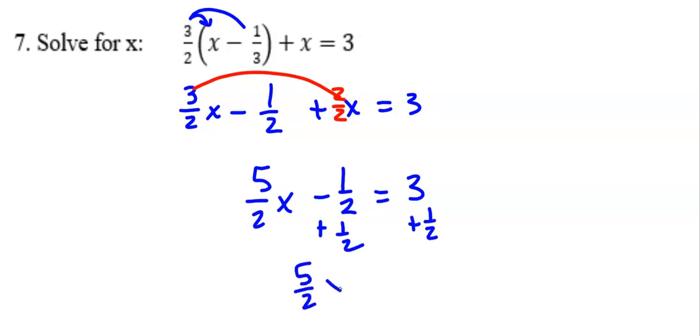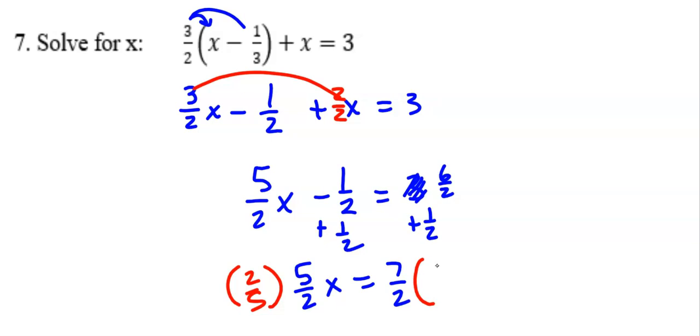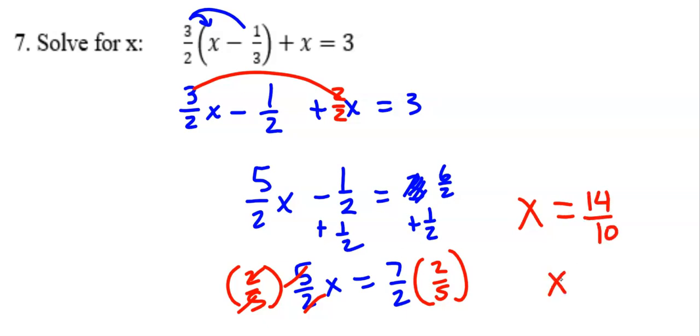So 5/2 x equals, I'm going to make this 6 halves, plus 1/2 is 7 halves. And now I'm going to multiply by the reciprocal. And that gives me x is equal to 14/10, also known as 7/5. 7/5. Now what I'm going to do is check that.